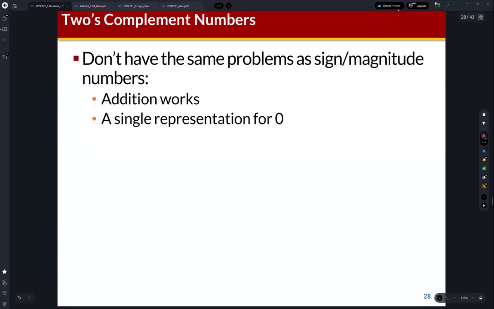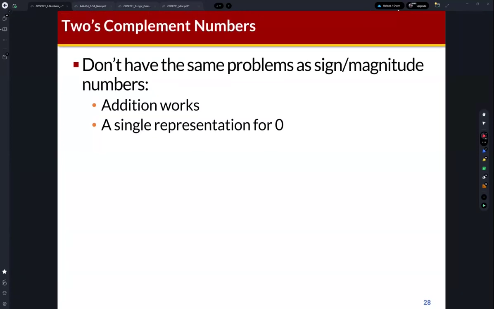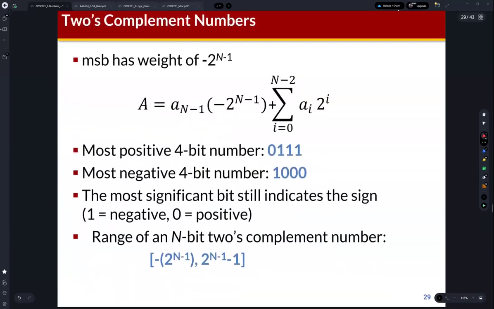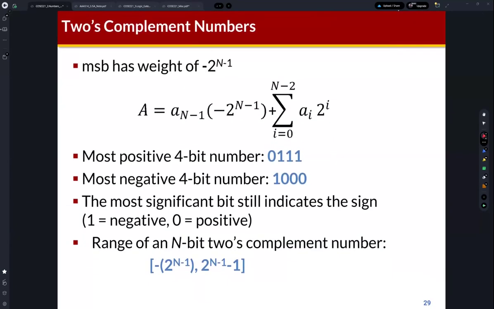So in the computer system we use 2's complement numbers. 2's complement numbers solve the problems of the sign and magnitude numbers. It means that addition works, and there is a single representation for 0. Then let's see what a 2's complement number is.